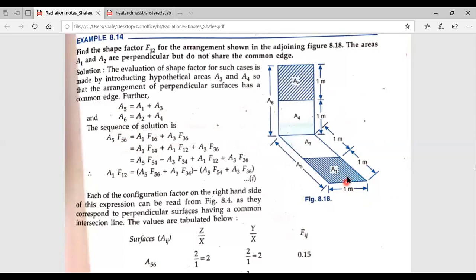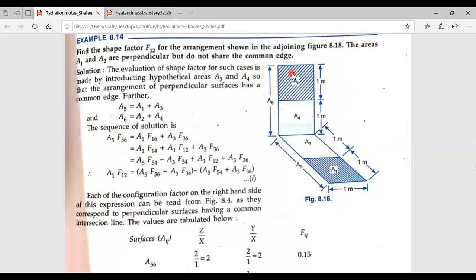Understood? So from the A1 surface, what is the shape factor from 1 to 6? It is radiation that falls on 6. What is 6 here? This entire surface. So I'll just take the combination. Because I'm considering A5 to 6, I'll give you time after the discussion, and we'll solve the question. Now what happens here?